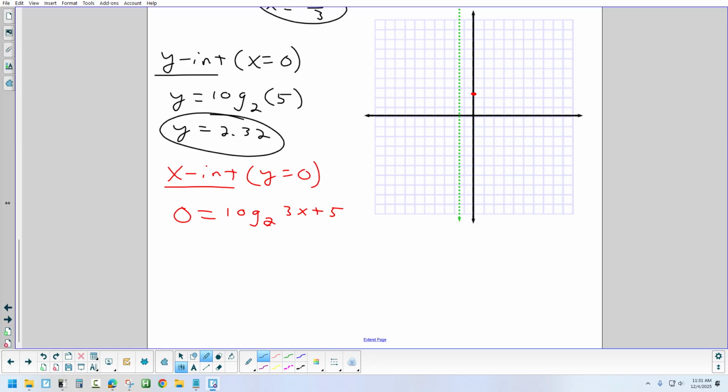We need to rewrite it in a different way that we talked about yesterday. We have to put it in exponential form. Can you put that in exponential for me? Would that be 2 to the power of 0 equals 3x plus 5? Yep. So that's rewriting it in exponential form. And 2 to the power of 0 gives us 1.